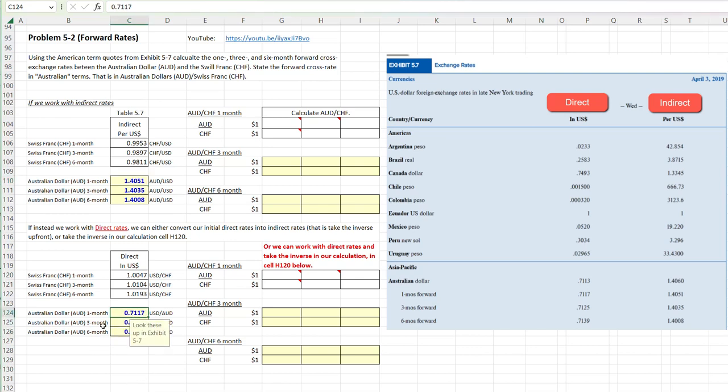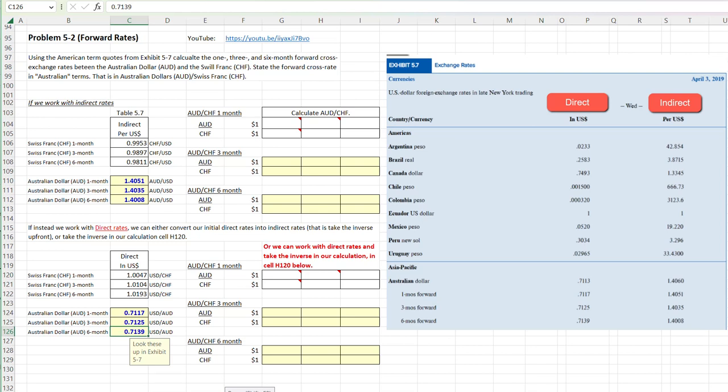Today, 1 Australian dollar will purchase 0.7117 US dollars, rather, that's 1 month from now, 0.7117. 6 months from now, it'll be 0.7139. It will purchase more US dollars. So again, the Australian dollar is getting stronger. Let's go ahead and calculate our cross rates.